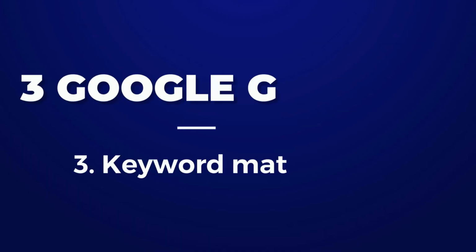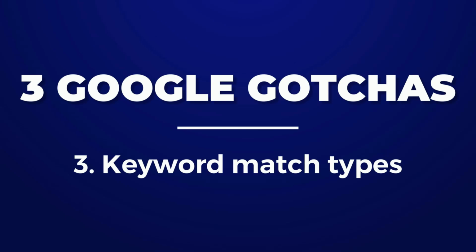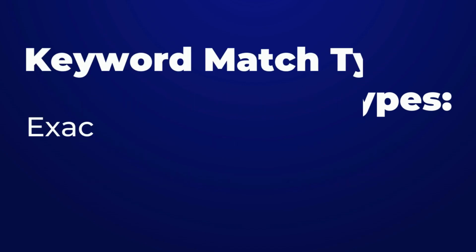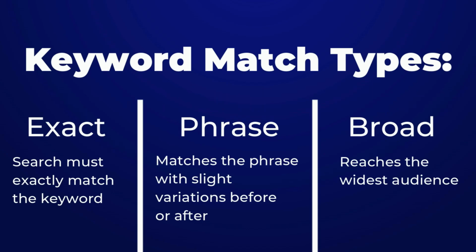Now, the third big gotcha I want to talk about involves keyword match types. And trust me, getting this one wrong is kind of like handing Google a blank check, and you don't want to do that. If you're not familiar with keyword match types, here's a quick rundown. Google Ads has 3 main keyword match types: exact, phrase, and broad. And choosing the right one determines whether your ads show up for the people who you really want, who are ready to buy, or people who are just casually browsing.